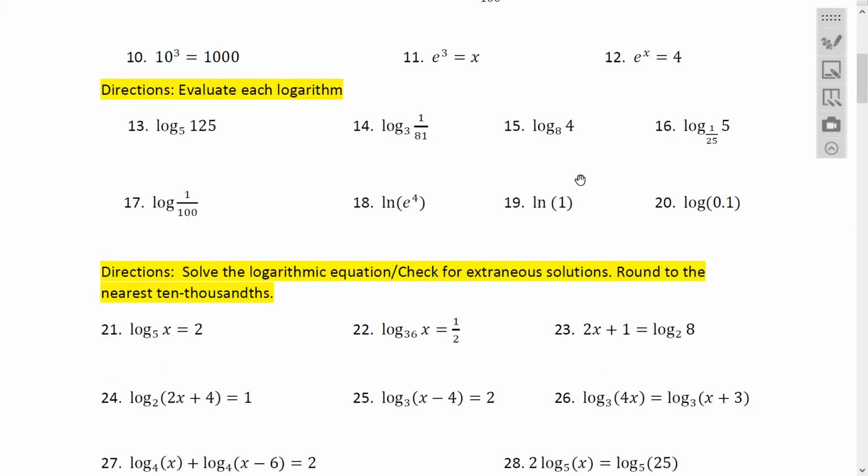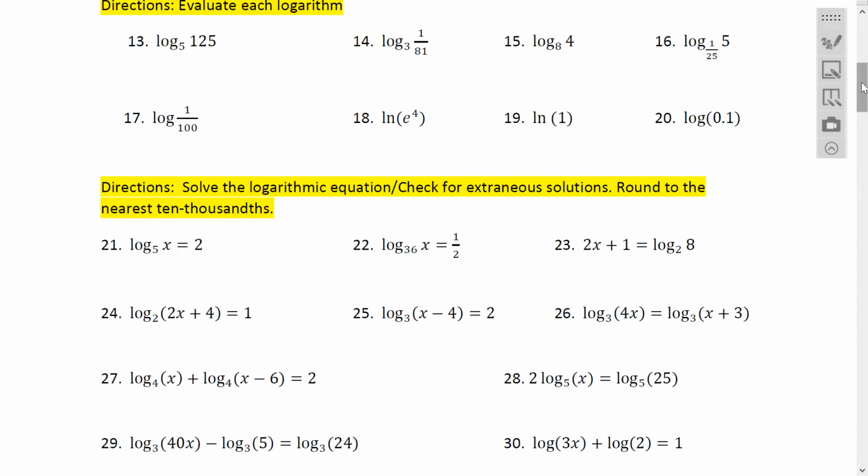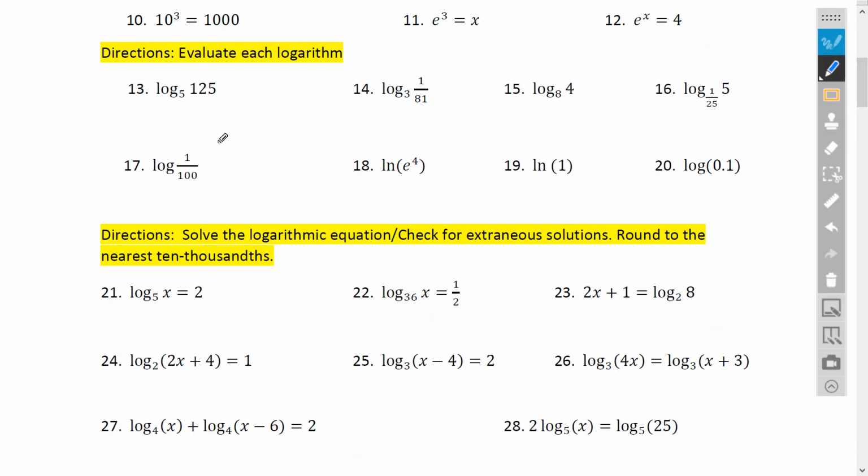For the next few, we were trying to evaluate. Technically, you can put these in the calculator using the change of base formula, but most of these should have been pretty simple to evaluate without doing that. So log base 5 of 125. 5 to what power is 125? That would be 5 to the third power. Log base 3 of 1 over 81. Well, 81 is a power of 3, but it's in the denominator, so it's going to be negative. And its fourth power is 3. 3 to the negative fourth power is 1 over 81.